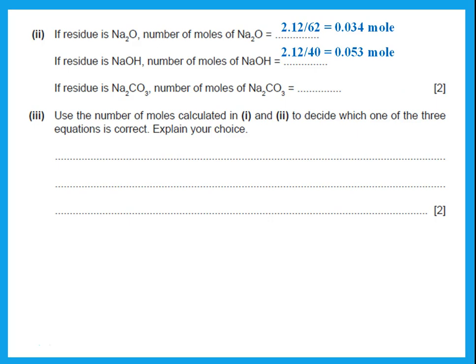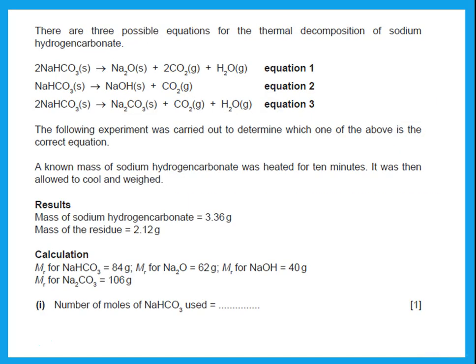Now, I'm going to go back again to the 3 equations. One of them, equation 1, says the number of moles of the residue should be half the number of moles of what I started with. If it's equation 2, then the number of moles in A should be the same as the number of moles in sodium hydrogen carbonate. In equation 3, the number of moles of the residue should be half the number of moles that I started with.